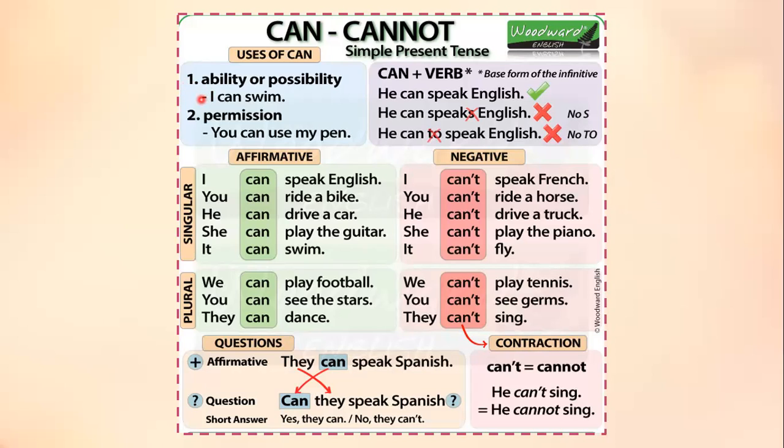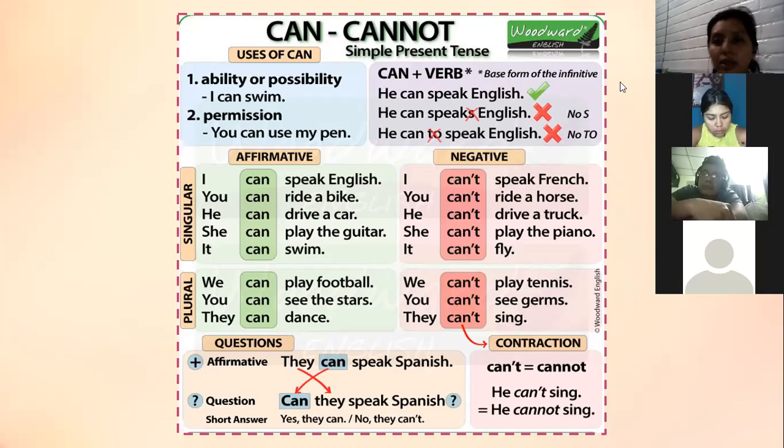I can swim. Puedo nadar. Permission. You can use my pen. And hold on. Permítanme que no logro ver los demás. Okay, so you can see can plus verb, cómo se va a ir formando, ¿verdad? Esta forma o este auxiliar. Veamos, do I have a volunteer? ¿Tengo algún voluntario?